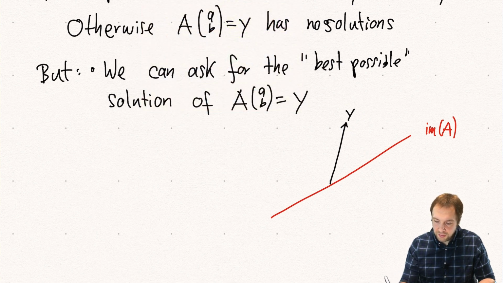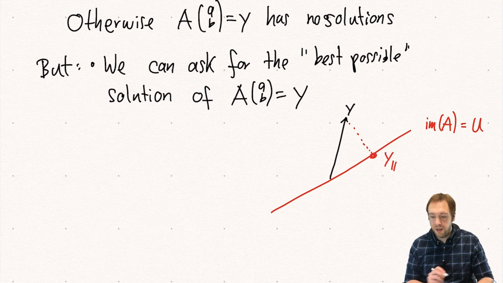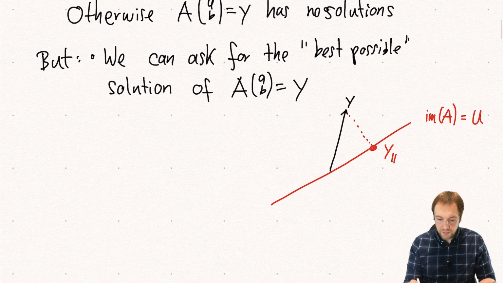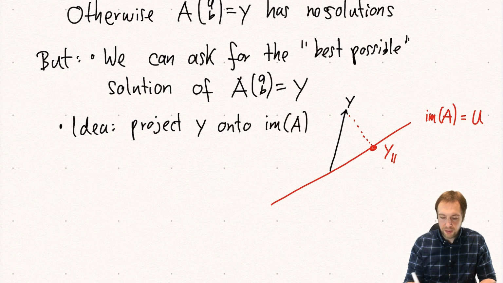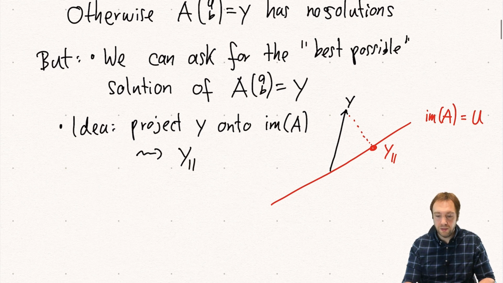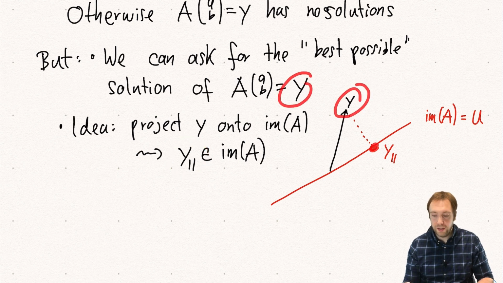So last lecture, the image of A, which is a subspace, we called U, and then we saw that for each element in R^n, so this y is an element in R^n, we can find this point, which we denoted by y parallel. And this will be the orthogonal projection of this point y on the subspace U, or in this case the image of A. And so the idea is to project y onto the image of A. So this will give us a vector y parallel, which is now inside the image of A. And this has the property that this is the closest point to the original y which sits inside this image of A.